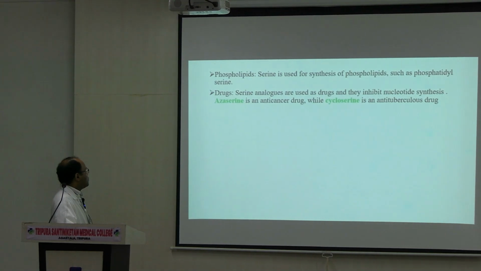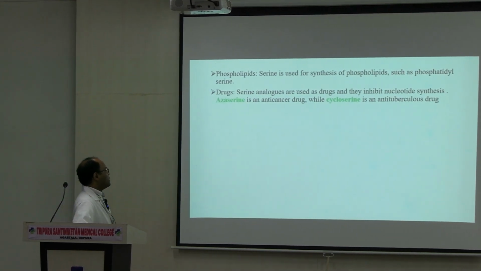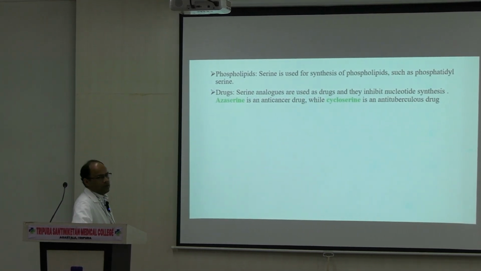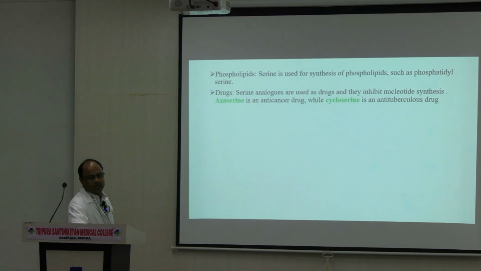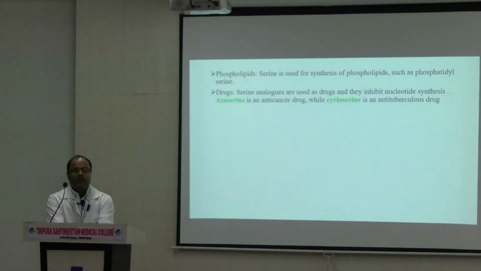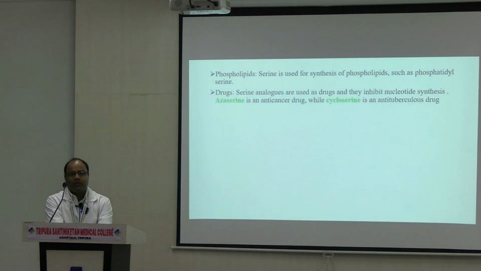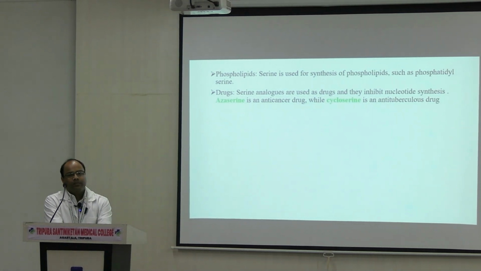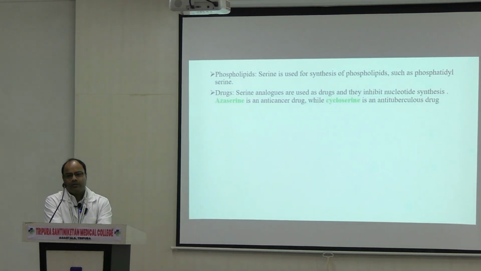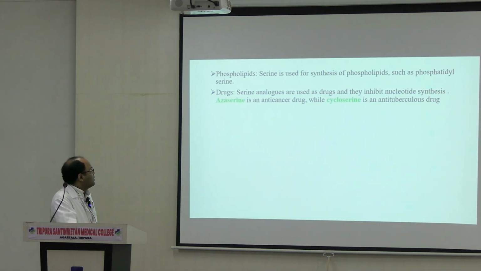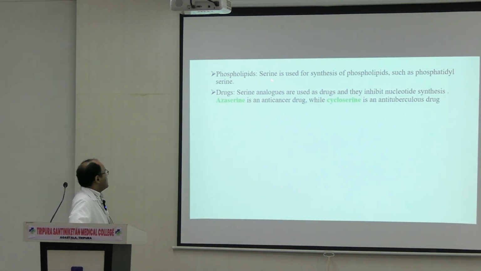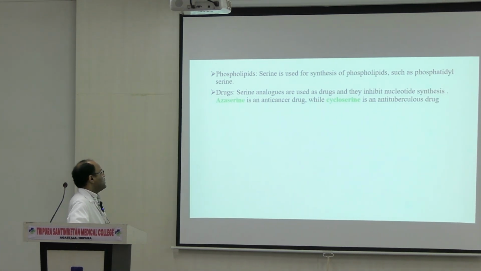Next, phospholipid formation. Serine is used for synthesis of phospholipid. What is phospholipid? Where is it present? It is present in the cell membrane. Very important, phospholipid maintains the fluidity of the membrane. Serine is used for synthesis of phospholipids such as phosphatidyl serine.